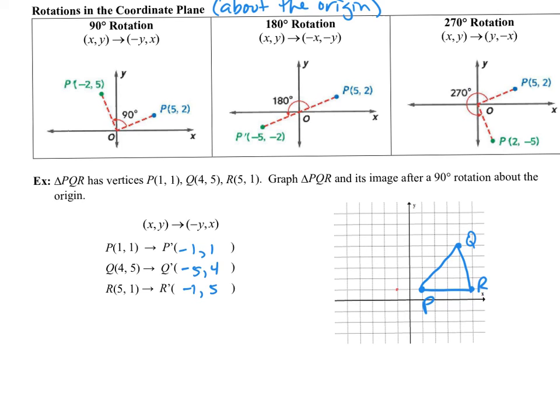So we've got point P prime, and then Q prime. Okay, so here's Q prime. And then R prime. There's R prime. Okay, so what we've done is we have taken triangle PQR and we have rotated it 90 degrees about the origin. All right, so you'll get some more practice on this in class. If you have any questions, be sure and ask me, and I will see you when we're in class together again.